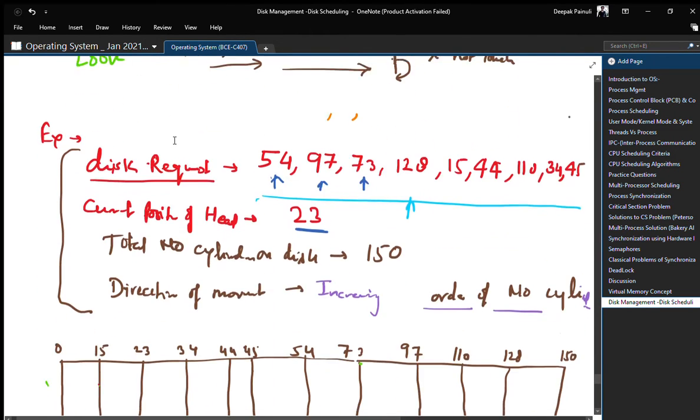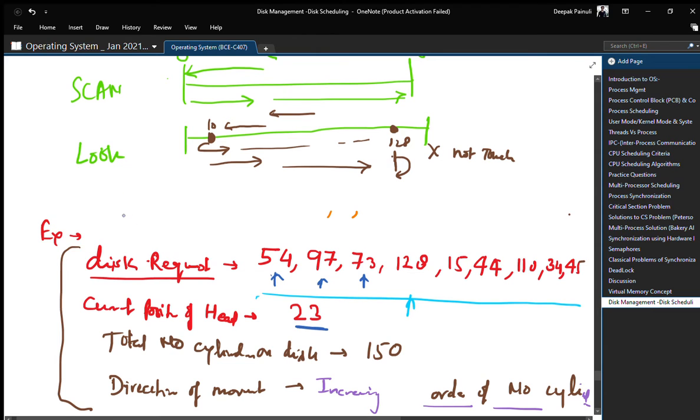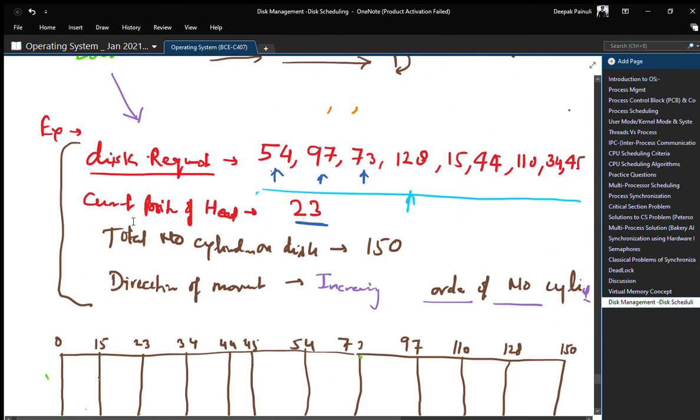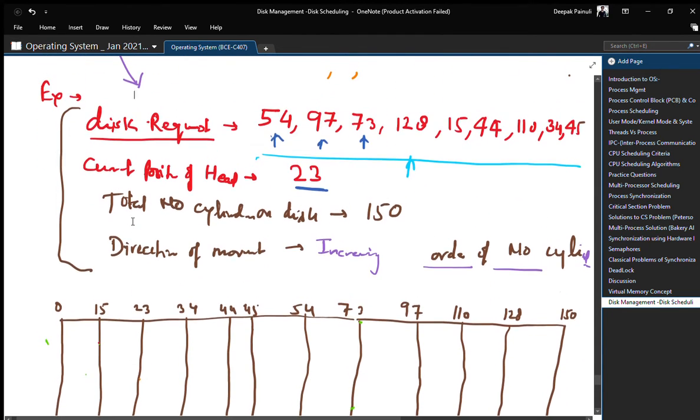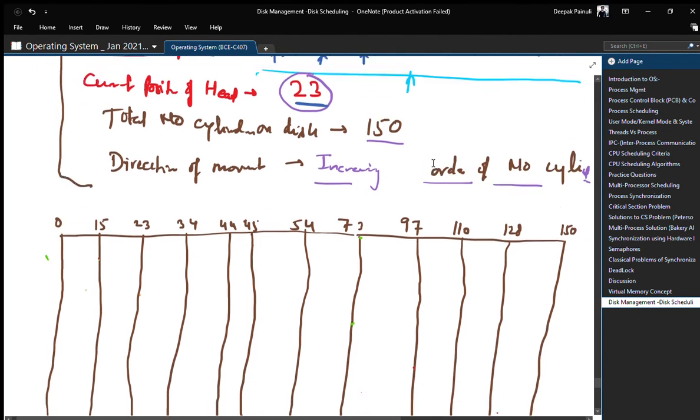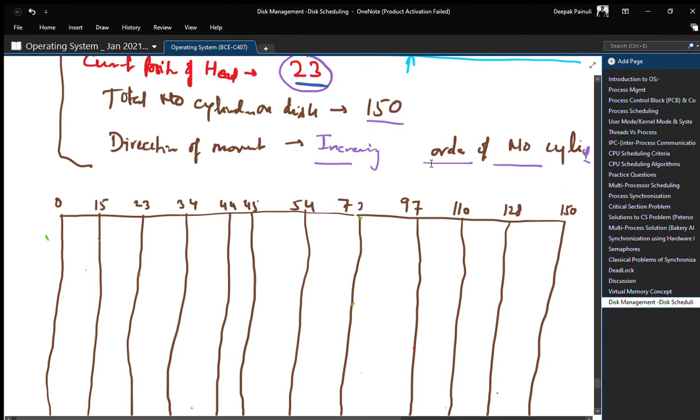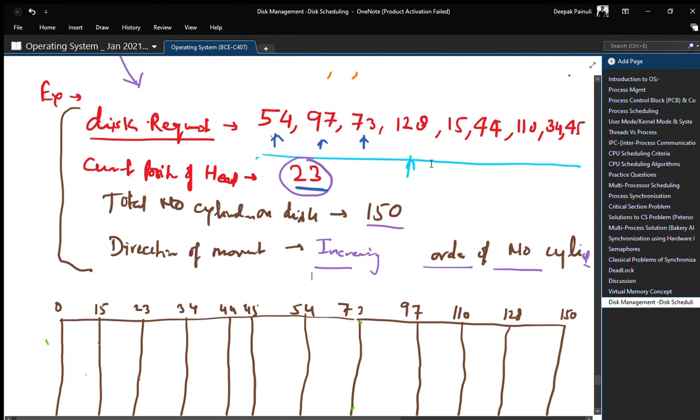Currently we are talking about LOOK. Okay, we have to solve it by using LOOK. So the cylinder number is given: the current position of the head is given as 23, the total number of cylinders on the disk has been given as 150, and the direction of movement is given as increasing order of number of cylinders, and this is the disk request queue, right? Okay, now understand first how LOOK will behave.